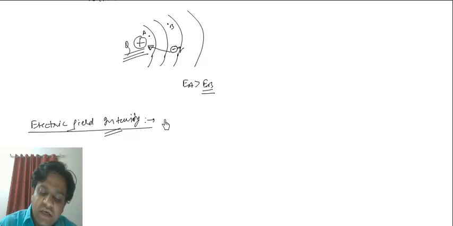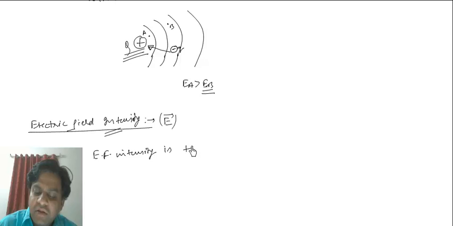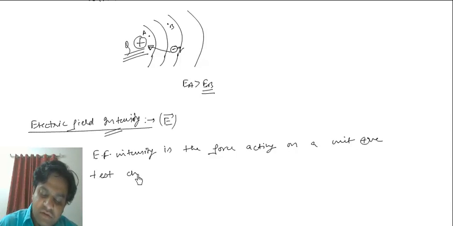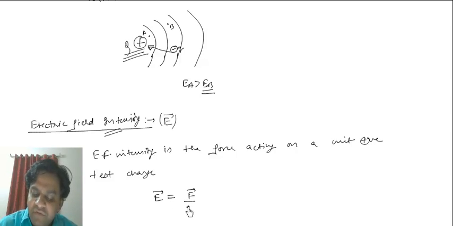So electric field intensity is a vector quantity denoted by E vector. So electric field intensity is simply the force acting on a unit positive test charge. In mathematical form, electric field intensity or the strength of electric field is denoted by E vector, and that is equal to F vector upon Q naught, where Q naught tends to 0. This Q naught is actually a test charge.